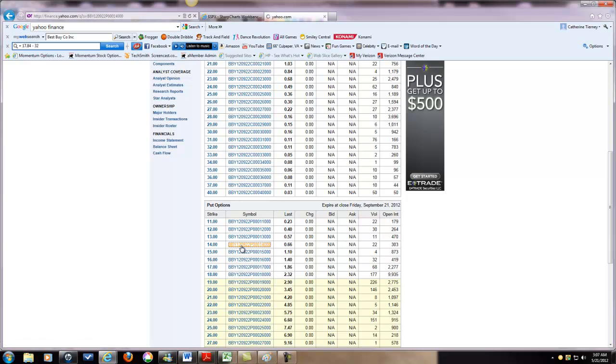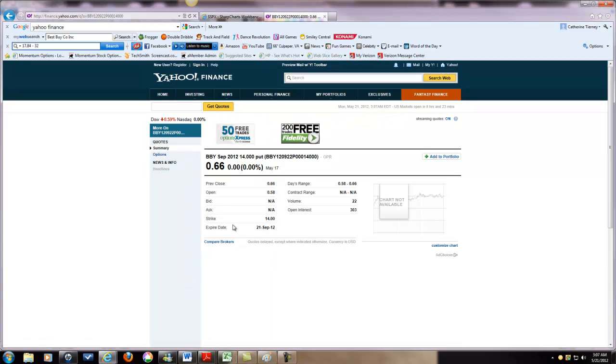If I get this 14 option here, the put, and Best Buy goes to 12, then it's going to be worth $2. Okay, that means the options would be, let's see, probably 200%.